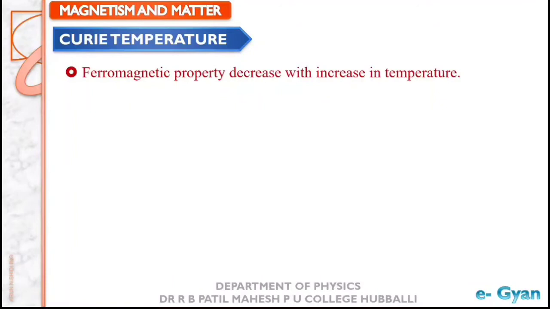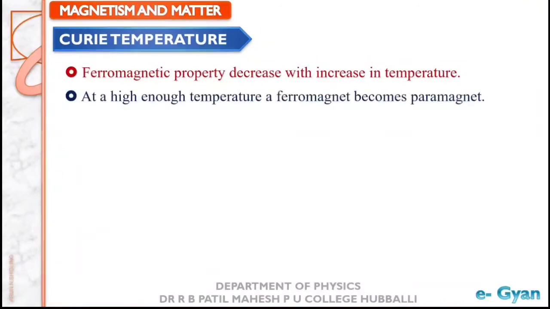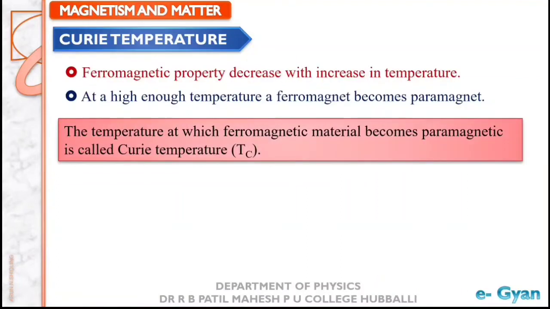Ferromagnetic property decreases with increase in temperature. We know this from the properties of ferromagnetic material, and at a high enough temperature a ferromagnet becomes a paramagnet. So the temperature at which the ferromagnetic material becomes paramagnetic is called the Curie temperature, denoted with Tc.